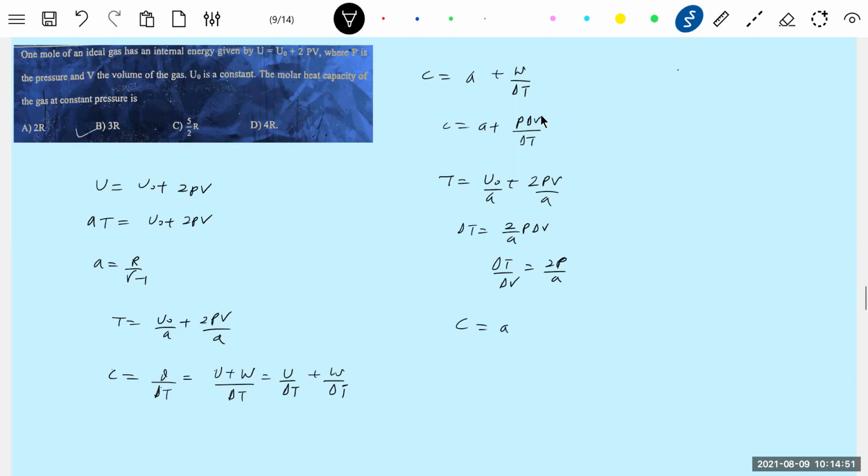Now substituting this, A plus... we have to substitute, let me simplify one more. A by 2 is equal to P delta V by delta T. A plus A by 2, 3A by 2. What is A? A is R by gamma minus 1. So 3 by 2 R by gamma minus 1. Monoatomic gas you should have given, no?